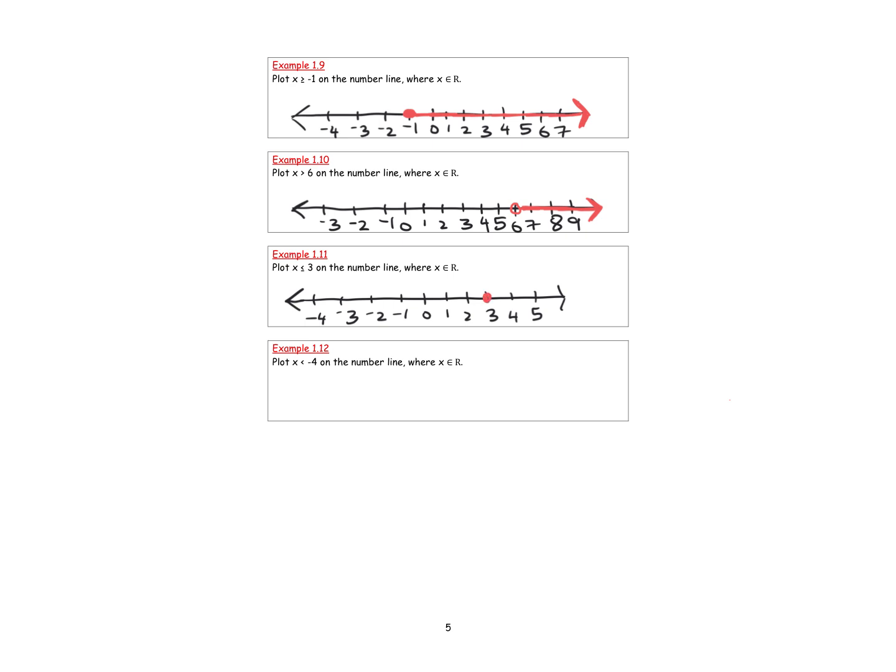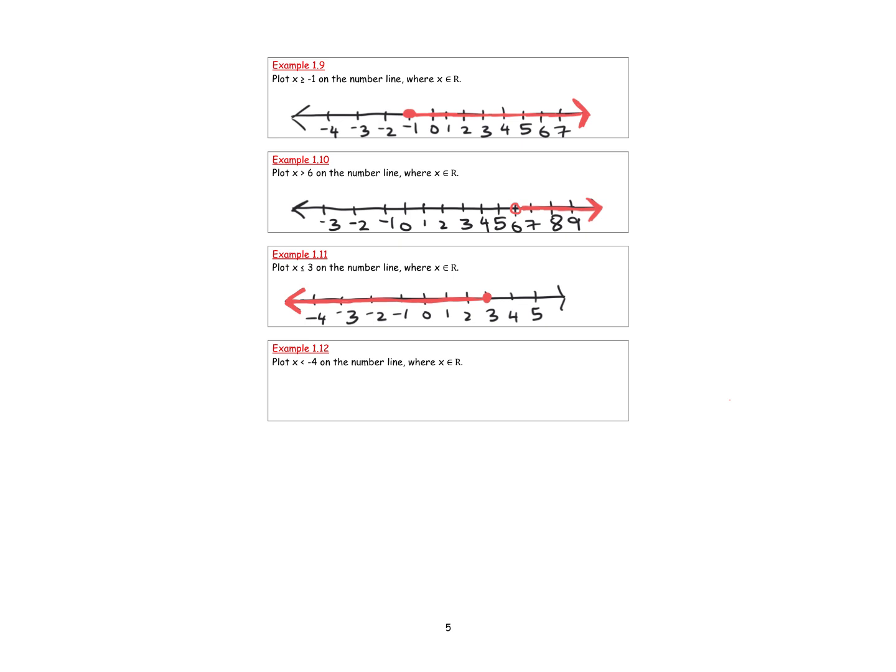So -4, -3, -2, -1, 0, 1 and 2 are all included. And of course, all the numbers between those on the number line too. So we shade in the number line, and then we also shade in the arrow at the end. So we've now plotted x is less than or equal to 3 on the number line.